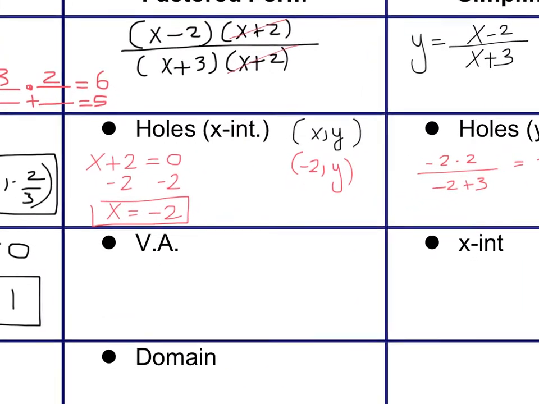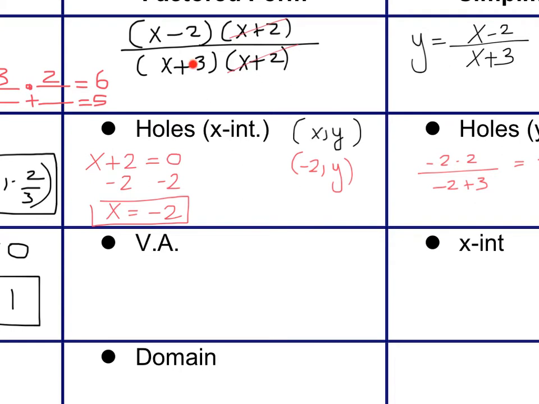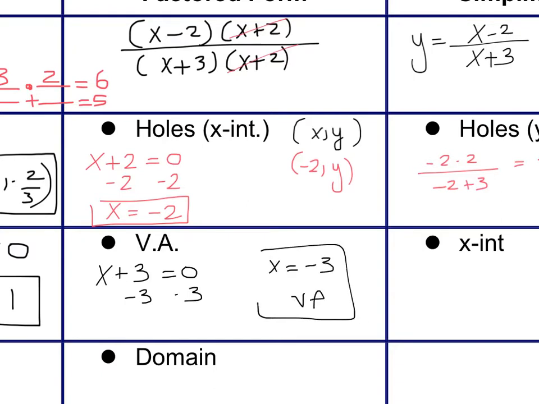Now to find the vertical asymptote, you look at the bottom of your factored form, and you can see that there's a factor that you did not touch yet, which is x plus 3. You set that equal to 0. You subtract 3 from both sides, so x equals negative 3 would be your vertical asymptote. So think about it again. The factor that cancels out will give you the hole of the function. The factor that's left on the bottom of the fraction will give you the vertical asymptote.